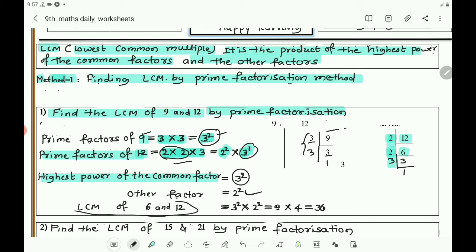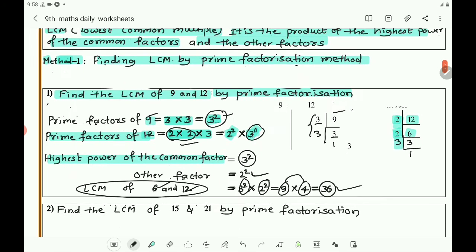Therefore, what is the LCM of 9 and 12? Take the highest power of the common factor and the factors which are not common, the other factors. So it becomes 3 power 2 into 2 power 2. 3 power 2 is 9 and 2 power 2 is 4. Then what is the product of these two? The product of these two is 36. Therefore, the LCM of 9 and 12 is 36.